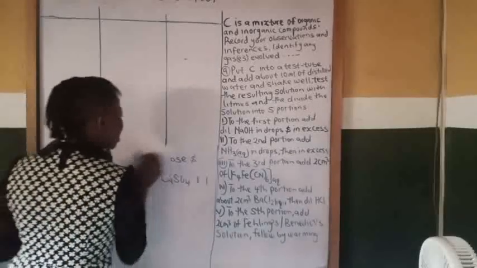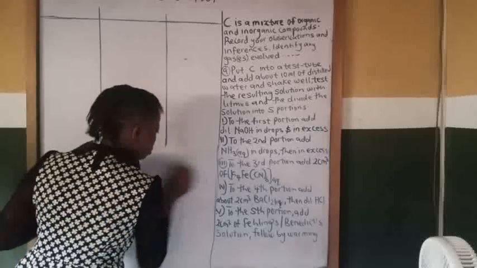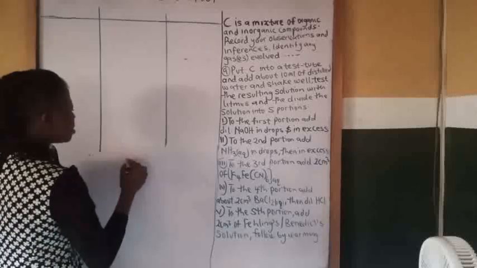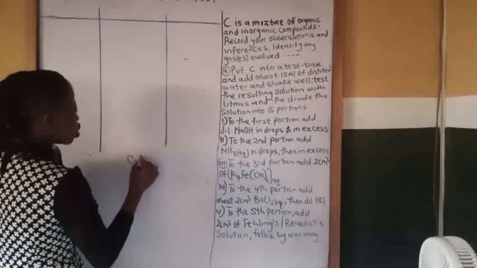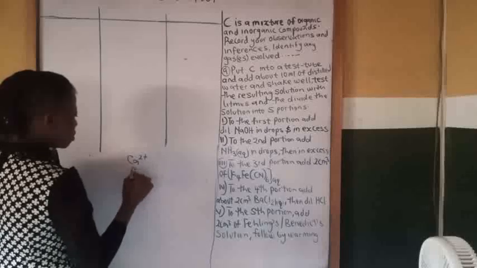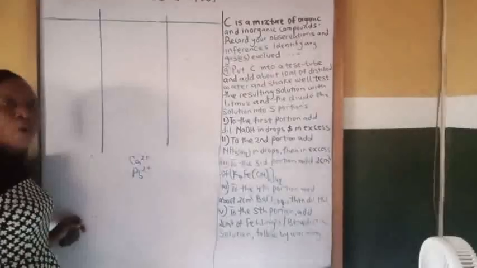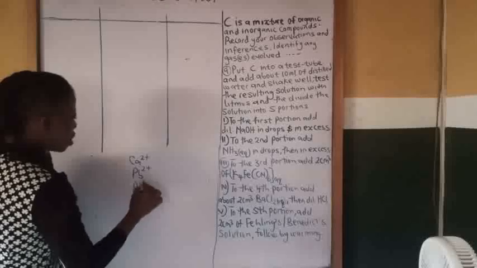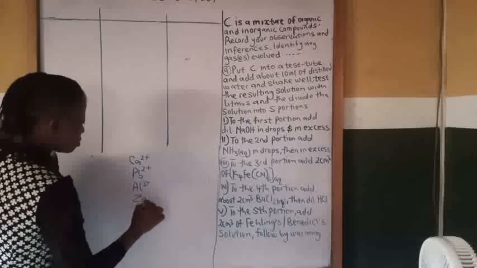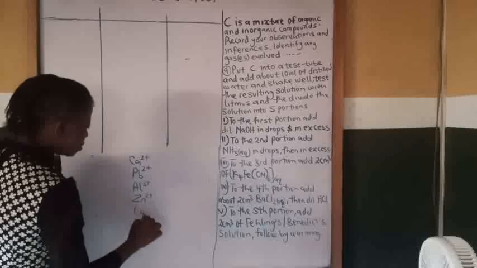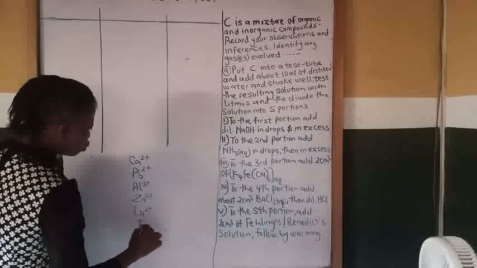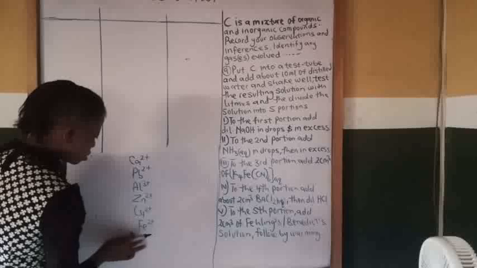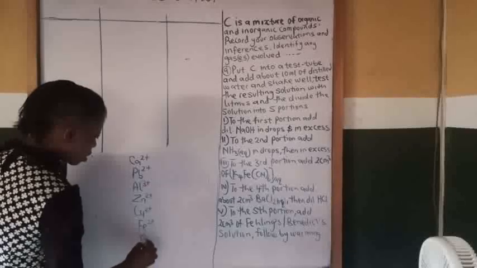So let's talk about the general test. Let's talk about the cations. The cations, we have calcium, we have lead. Don't forget that the cations are the positive ions. So we have calcium, we have lead, we have aluminium, we have zinc, then we have copper, then we have iron 2, then we have iron 3.